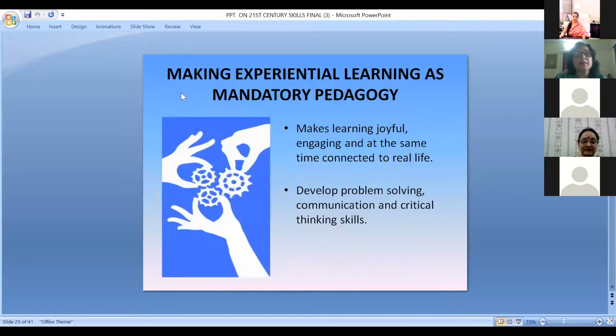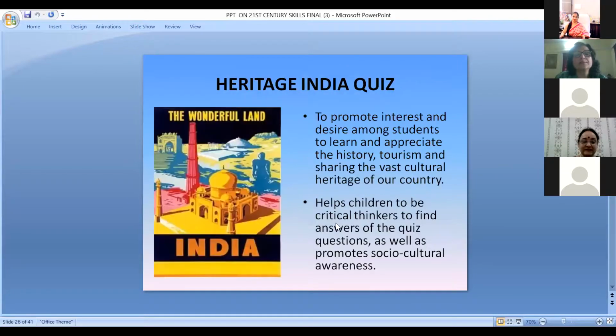Next, CBSE has been making experiential learning a mandatory pedagogy. So hands-on experiential learning has become a mandatory pedagogy, basically, and making learning joyful. It engages the students, it will make their learning joyful, and at the same time connect them to real life situations. If we do this, it will develop problem solving, communication, and critical thinking skills of the students.